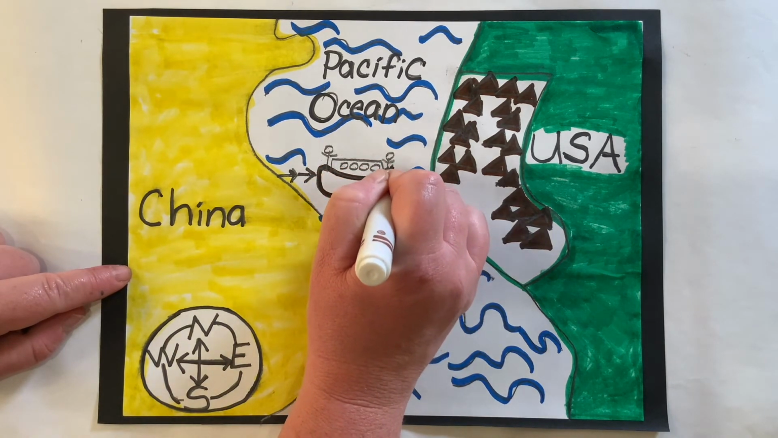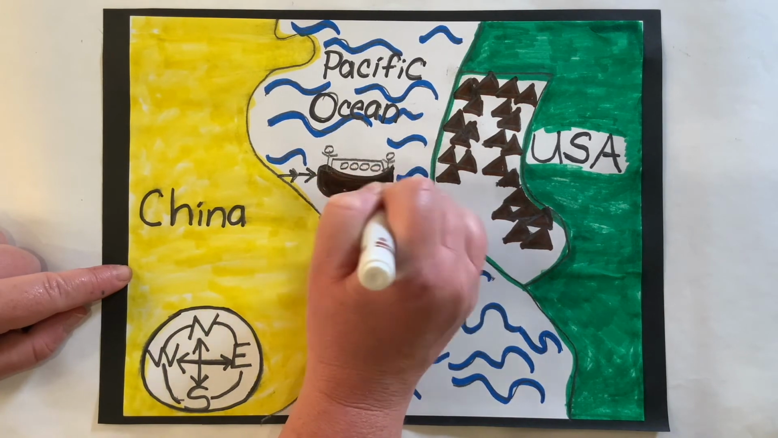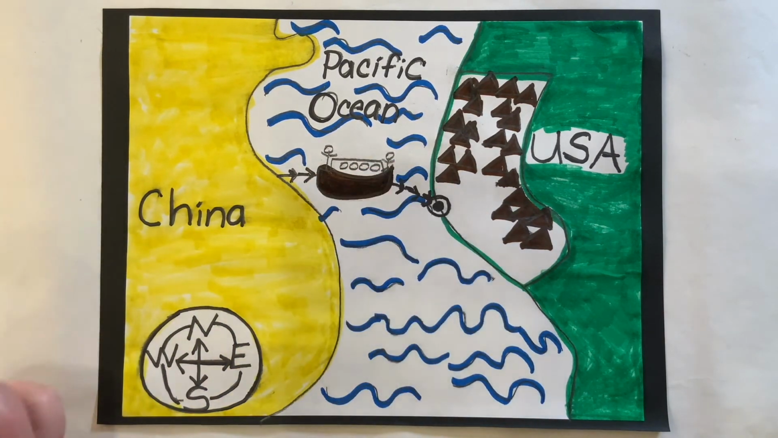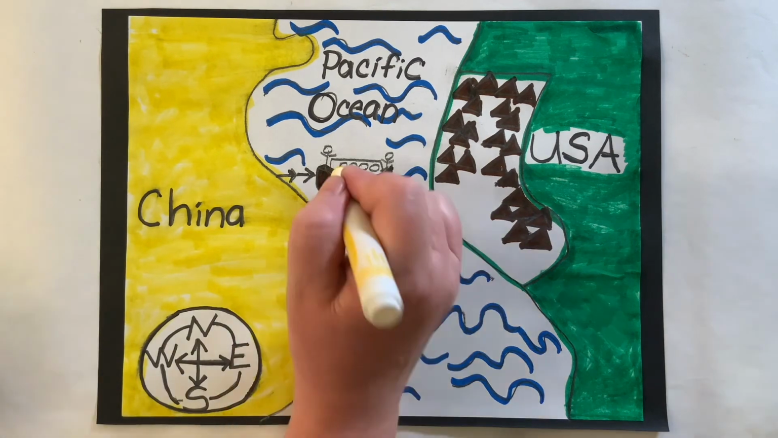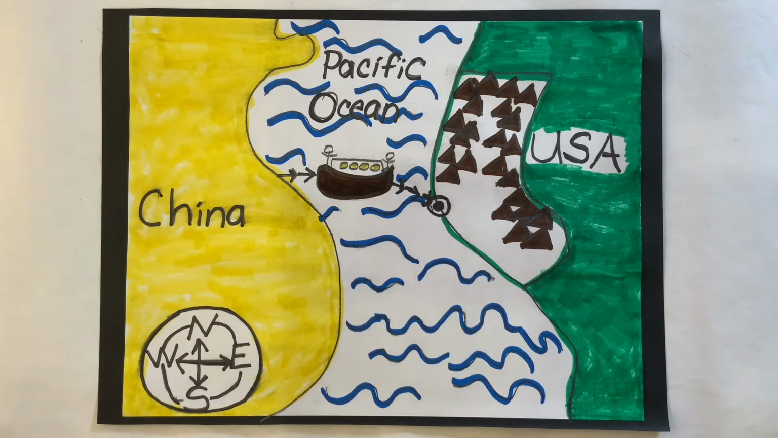And I want the bottom of their boat to be brown, and I want the deck to be white with some yellow lights on. Perfect. And I would like my compass to be red.